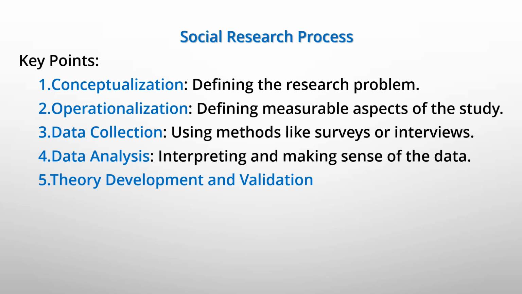Conducting social research involves following a specific process. Let's go through it step by step. Conceptualization. This is where we define what exactly we are going to study. For instance, if we are studying poverty, we need to define what poverty means in our context. Operationalization. We then determine how we will measure the concept we have defined. For example, if we define poverty as living on less than a certain income, we will measure people's earnings to classify them.